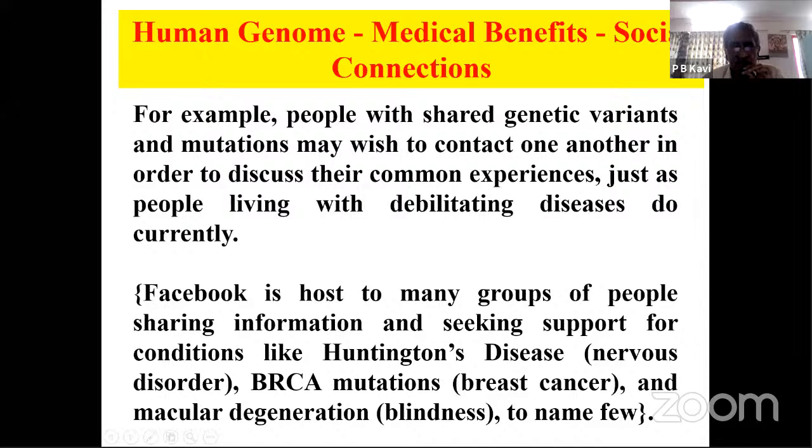For example, Facebook is now hosting several groups. Several people who are suffering from the same disease join there and try to discuss several problems that are associated with a particular disease or disorder. For example, in the case of Huntington's disease, which is associated with nervous disorder, there is a specific group on Facebook where they discuss the problems they are facing. Similarly, people suffering from breast cancer with BRCA mutations also have a group and discuss there, including other problems not only associated with breast cancer. Similarly, for macular degeneration or blindness.